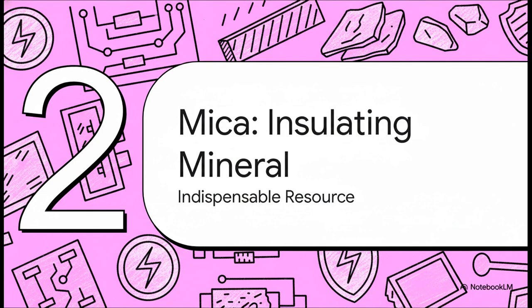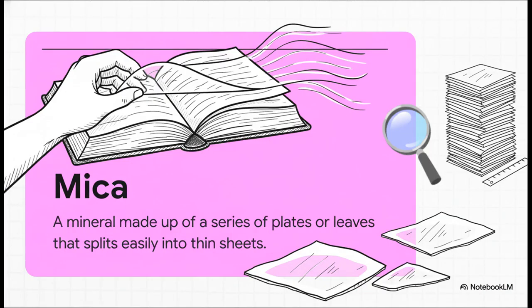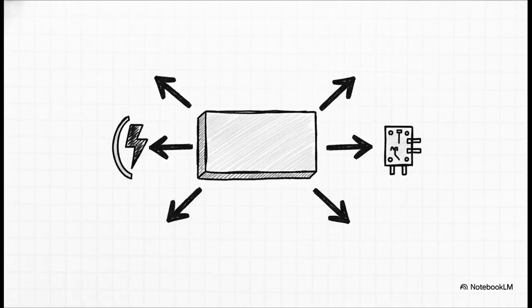All right, let's move on to our first case study. We are going to talk about a very, very special non-metallic mineral, mica. You'll soon see why it is called an indispensable resource. So what is mica? Just think about a thick book. You know how you can separate each page so easily? Mica is exactly like that. It's a mineral made up of a series of plates or leaves, and it splits very easily into these incredibly thin sheets. In fact, these sheets can be so thin that 1,000 of them stacked together might only be a few centimeters high.